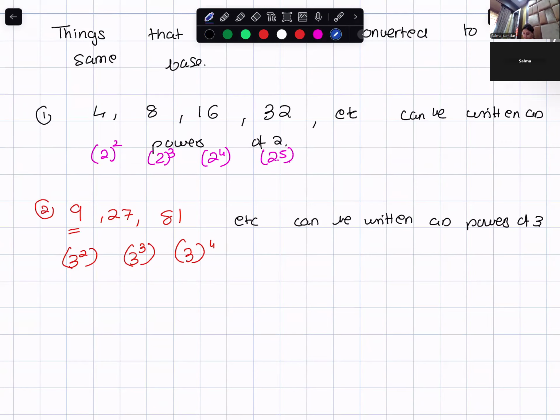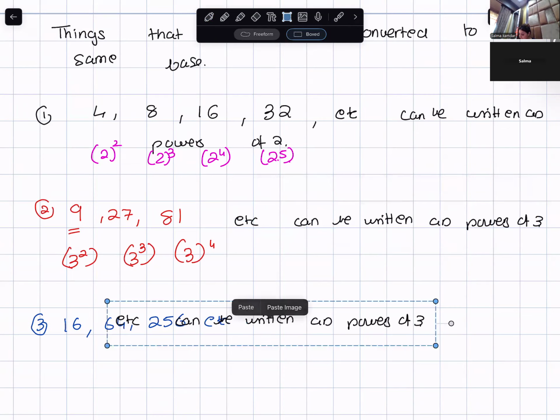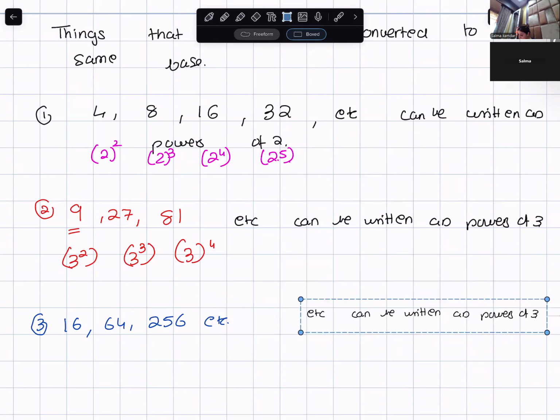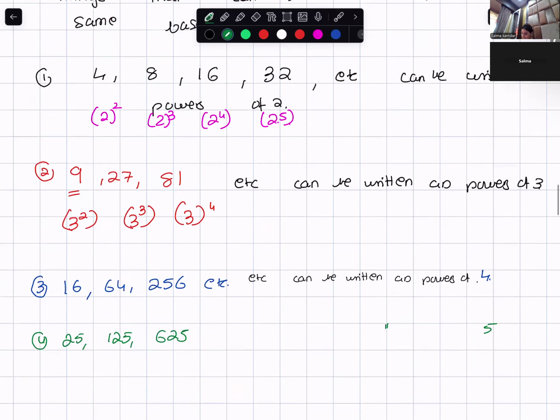The third thing you should know: 16, 64, 256, etc., can be written as powers of 4. Similarly, the fourth one: 25, 125, 625 can be written as powers of 5.